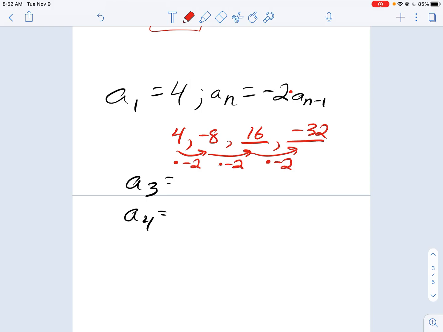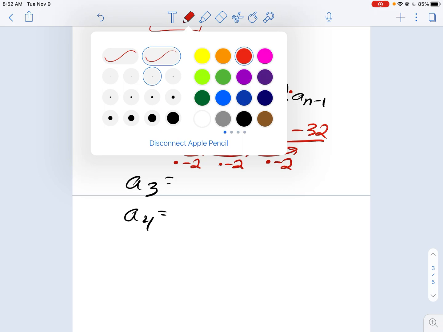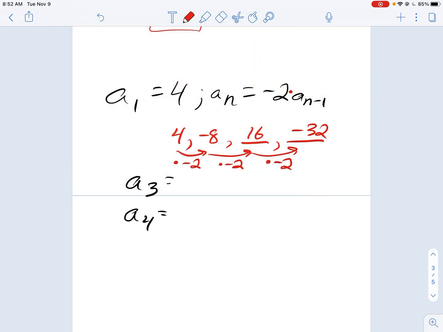So once again here, in all of these, we are multiplying by negative 2 each time. So 4 times negative 2 gave us negative 8. Times that by negative 2 to give us 16. Times that by negative 2 to give us negative 32. So we can safely say that the third term was 16 and the fourth term was negative 32.